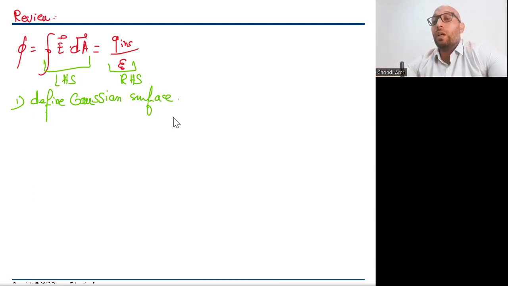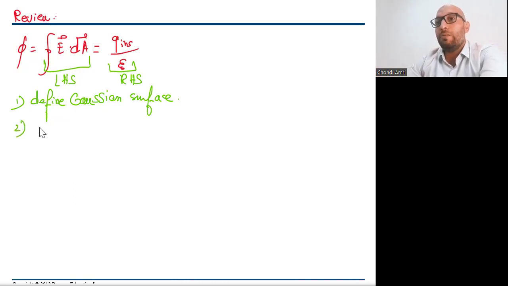The same case for an infinitely long charged cylinder. And then, if we are talking about a charged surface, that means an infinite surface, an infinite sheet, in this case, the Gaussian surface will be a cylinder with a surface area A. So this is the definition of the Gaussian surface.